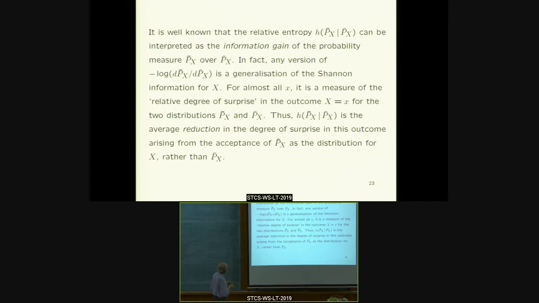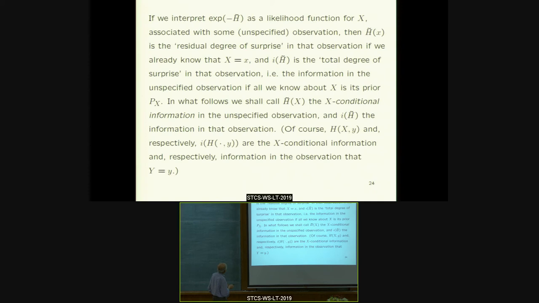Okay, this is well known. It just writes down what the interpretation of relative entropy is. Namely, it's the measure of surprise of P X tilde over P X. Well known. So we have these two probability measures, P X tilde and P X. This just interprets what the likelihood really is. It's really the X conditional information, respectively, the information in the observation itself. Now, you may think I will end up rewriting, but the rewriting has severe consequences.